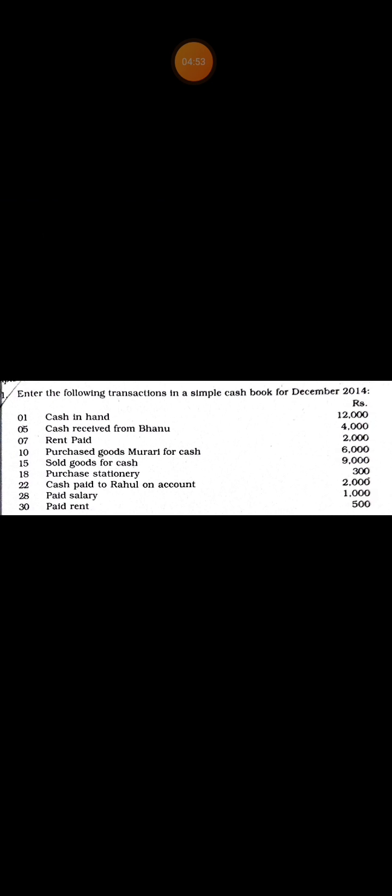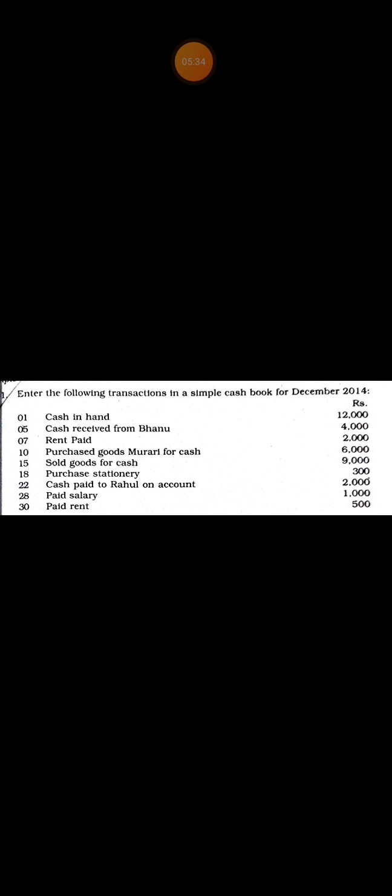Question. Enter the following transactions in a simple cash book for December 2014. For December 1st, cash in hand 12,000. That is the opening balance of cash, which is written as balance brought down on the debit side of cash book, on the receipt side of cash book. Next, December 5, cash received from Bhanu. Cash received from Bhanu is a receipt which is written on the debit side or receipt side.